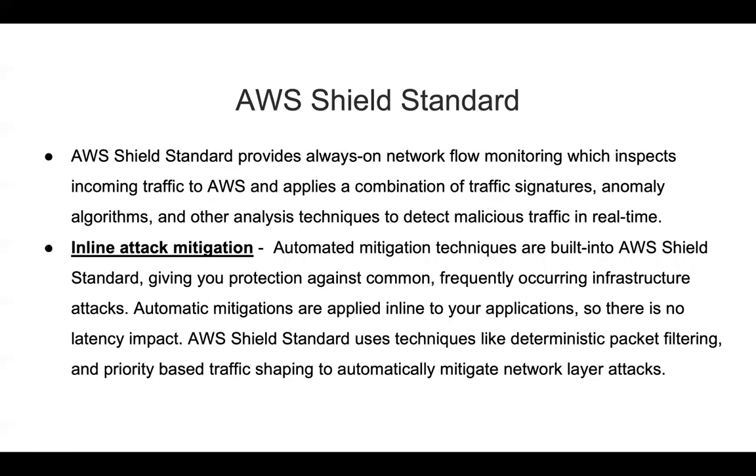When it comes to Shield Standard, it is always on in terms of network flow monitoring, and inspects all of the incoming network traffic and applies a combination of traffic signatures, anomaly algorithms, and other analysis techniques to detect any kind of malicious traffic in real time. It also provides inline attack mitigation. Automatic mitigation techniques are built into Shield Standard, giving you protection against common and frequently occurring infrastructure attacks. Automatic mitigation is applied inline to your application, so there is no latency impact. It uses techniques such as deterministic packet filtering and priority-based traffic shaping. But we don't have to dig deep into these techniques, even from the exam perspective.